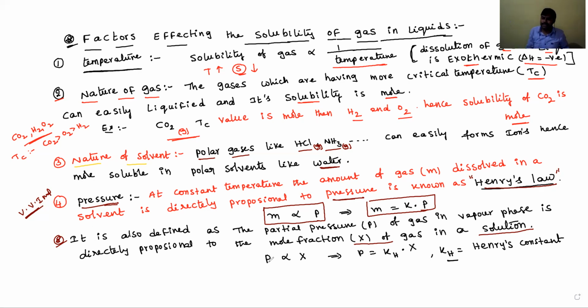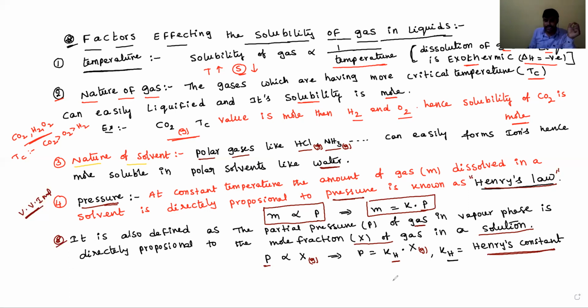So according to that statement, P, the vapor pressure or partial pressure of a gas, is directly proportional to the mole fraction of that gas. Okay students, according to that proportionality we need to introduce one constant called Kh. Then P is equal to Kh into X. Then Kh is called Henry's constant. Okay students, this is very, very important.